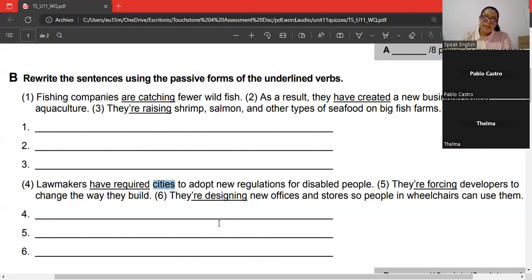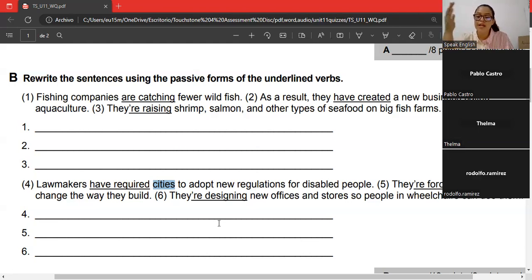Recuerde que el passive voice se trata de que al inicio ponemos el object y acá al inicio siempre me puso un subject. People. Personas en sillas de ruedas. People in wheelchair. The office is the object. Okay. New offices and stores are being designed. Been designed by, okay. Sé que me pasó, but I just want to check Telma's. For Pablo and Rodolfo, they're gonna be homework, okay?